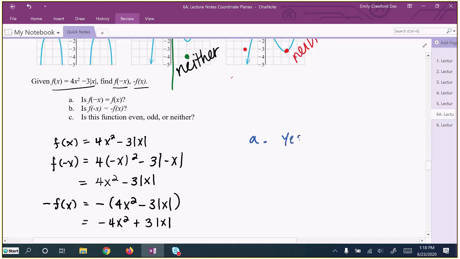Question A says, is f of x equal to f of minus x? And it looks like it is, yes. B, is f of minus x equal to minus f of x? So now I'm comparing these two, and they're different, so no. And then finally, is this function even, odd, or neither? Well, the answer to part A being yes tells us that this is even. If B was true, then it would be odd. So we say the function is even.